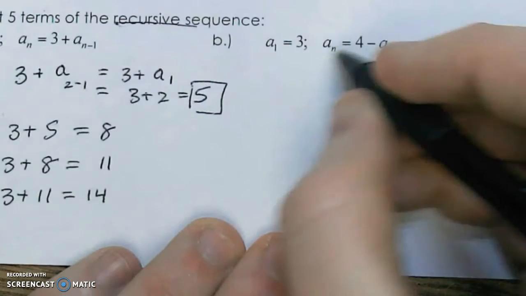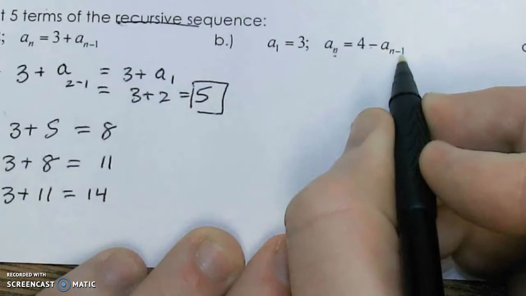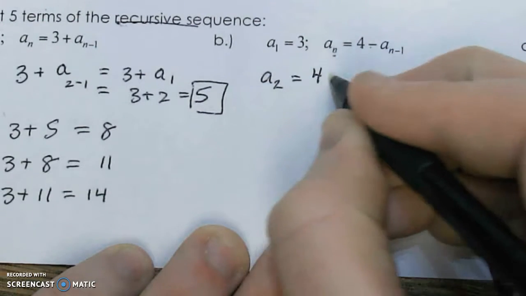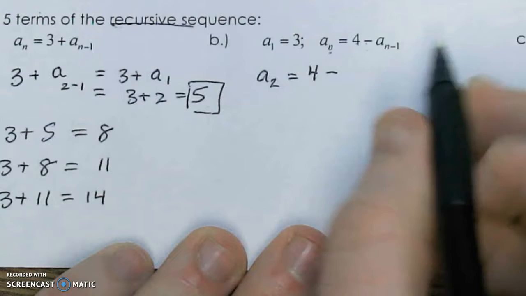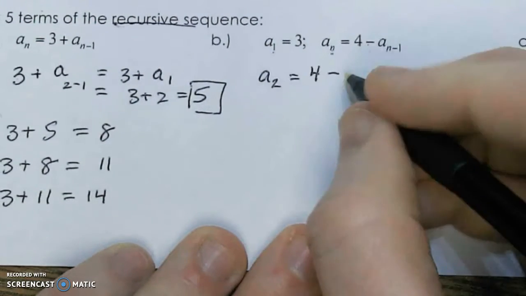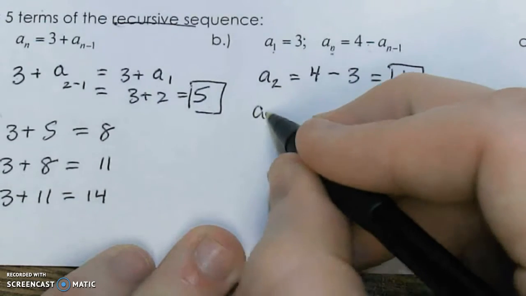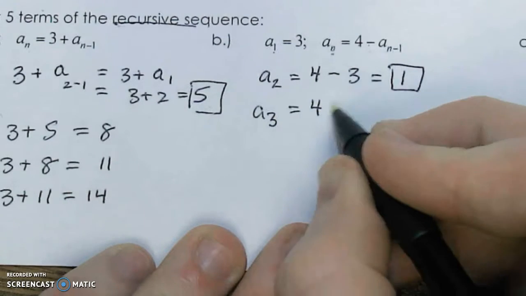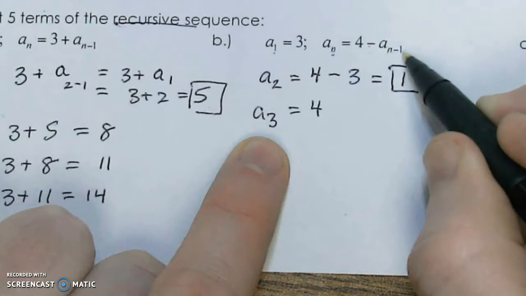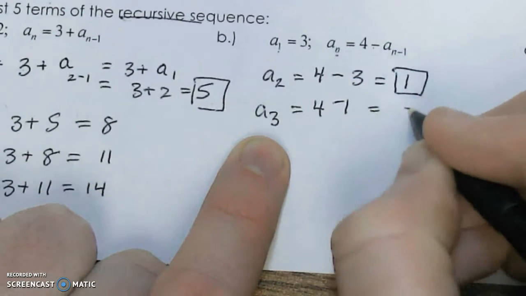So here, the term I'm looking for is 4 minus the 1 term before it. So A sub 2 will be 4 minus A sub 1, because 2 minus 1 is a little 1. And A little 1 is 3. So 4 minus 3 is what I plug in. So A3 will be 4 minus, if I plug in a little 3, this is going to give me A2. And A2 is the value 1. So 4 minus 1 gives me 3.